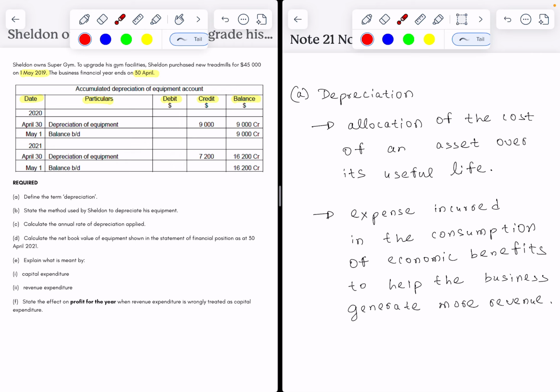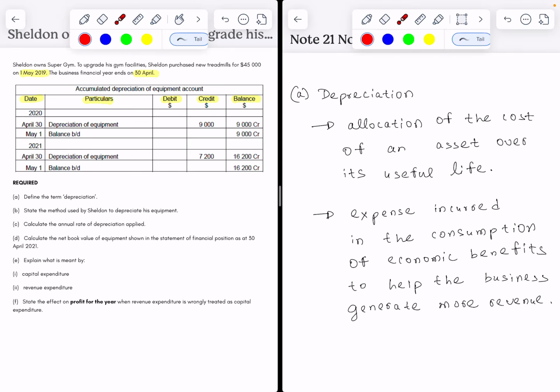But if you want to apply this from a real perspective, you can also write that this is the expense incurred in the consumption of economic benefits to help the business generate more revenue. And the example which I've just given you with regards to the treadmill being used in your gym and helping your gym members get more value, you could also think about it in that case.